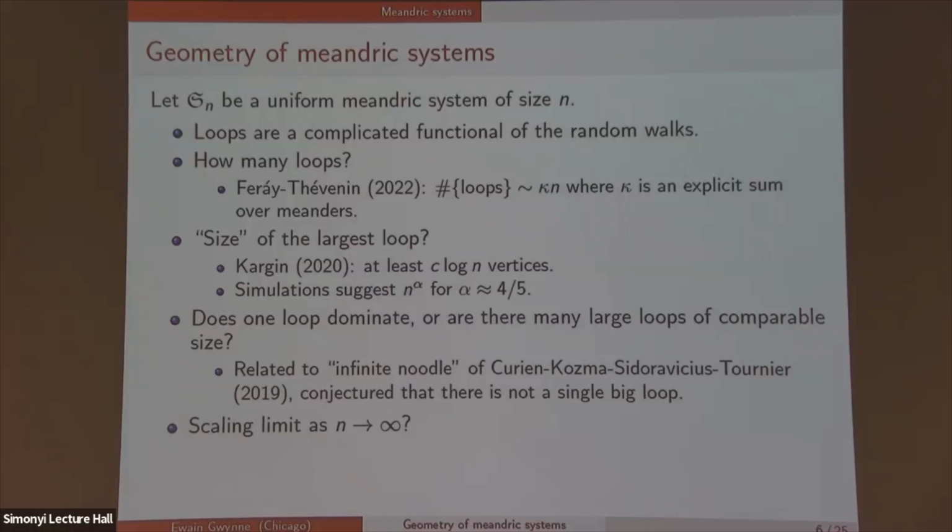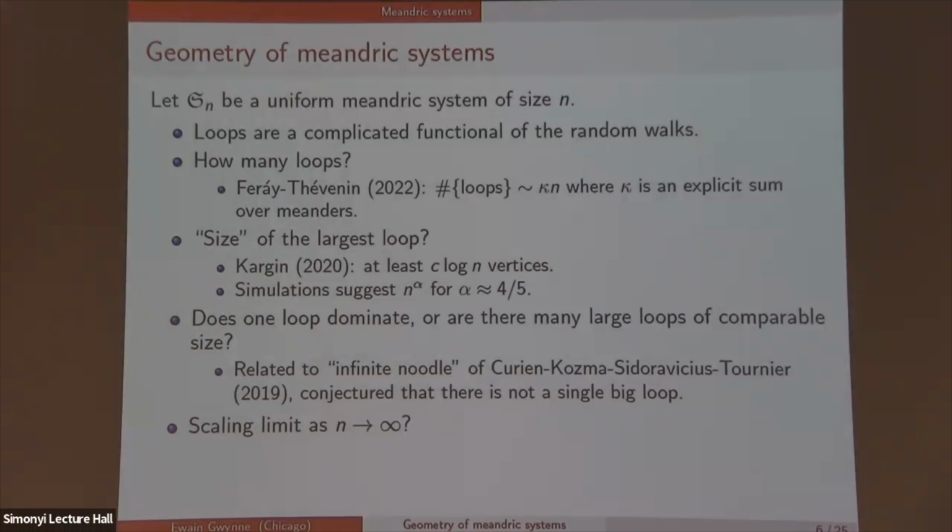And then finally, another natural question to ask about the geometry of these meandric systems is whether they have some kind of scaling limit with respect to some reasonable topology as the size of the meandric system goes to infinity.